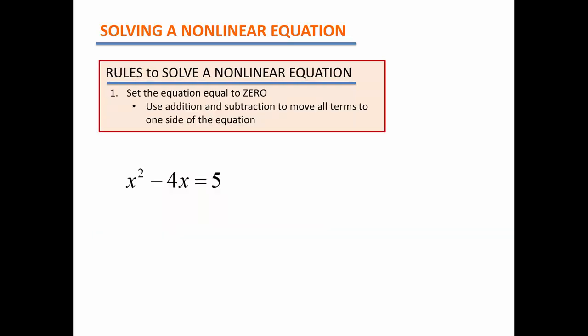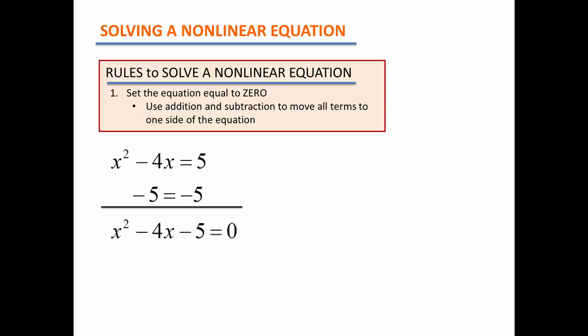Let's look at an example. If you're given x squared minus 4x equals 5, first, does this qualify as a nonlinear equation? If so, what is the degree? We see that this is indeed a nonlinear equation, and if we want to set it equal to 0, we would subtract 5 from both sides.